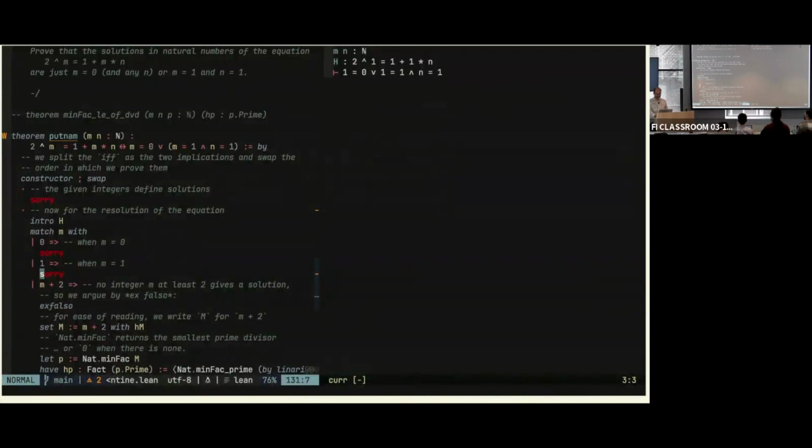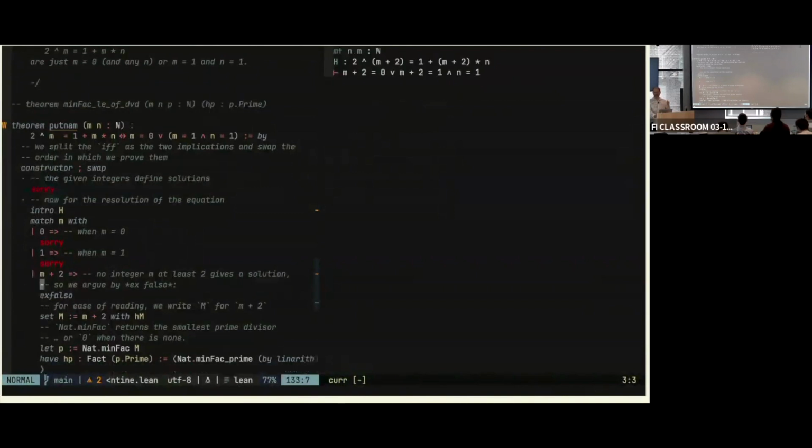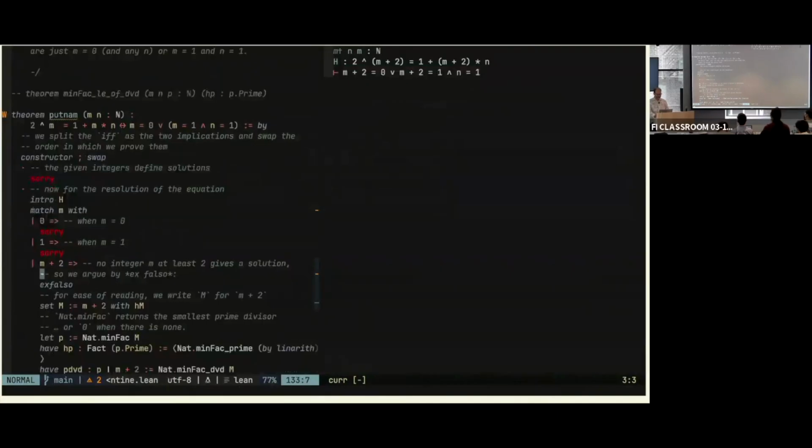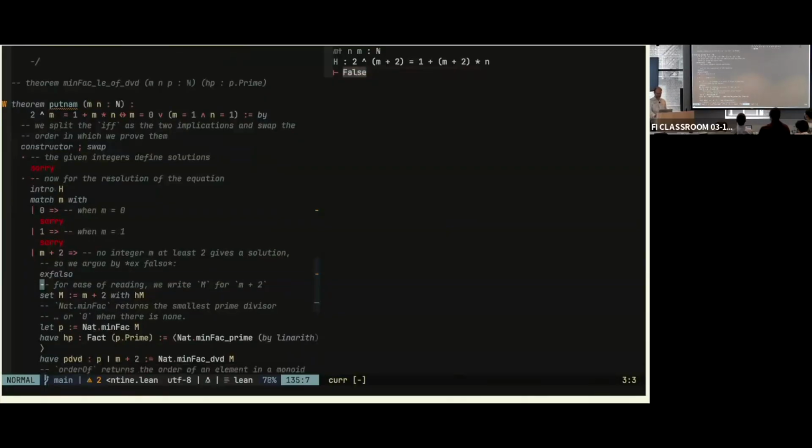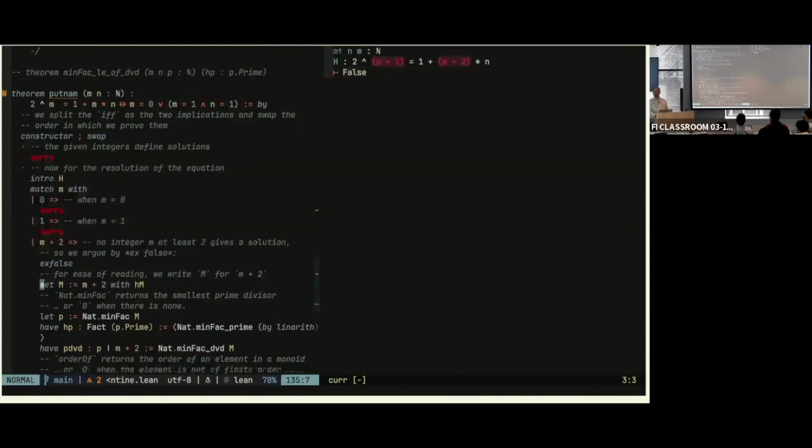And here again, if m is 1, and now for the serious part of the equation. We want to prove that it cannot happen. We want to get a contradiction. So we apply the tactic ex falso that says that it suffices to prove false to prove anything. So ex falso. Now I have a mess of m plus 2 all over the place, and it's complicated to read. So I just said, okay, write capital M for m plus 2.